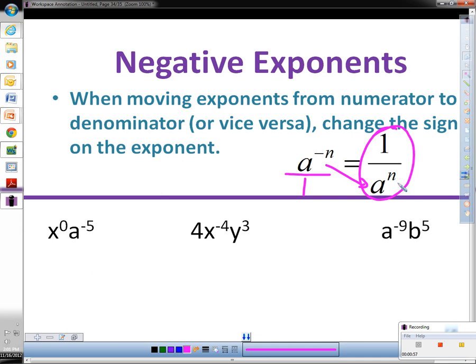Usually directions to these kind of problems will tell us to write our answer without negative exponents. This is how we get rid of those negative exponents. So let's apply that to some problems now.